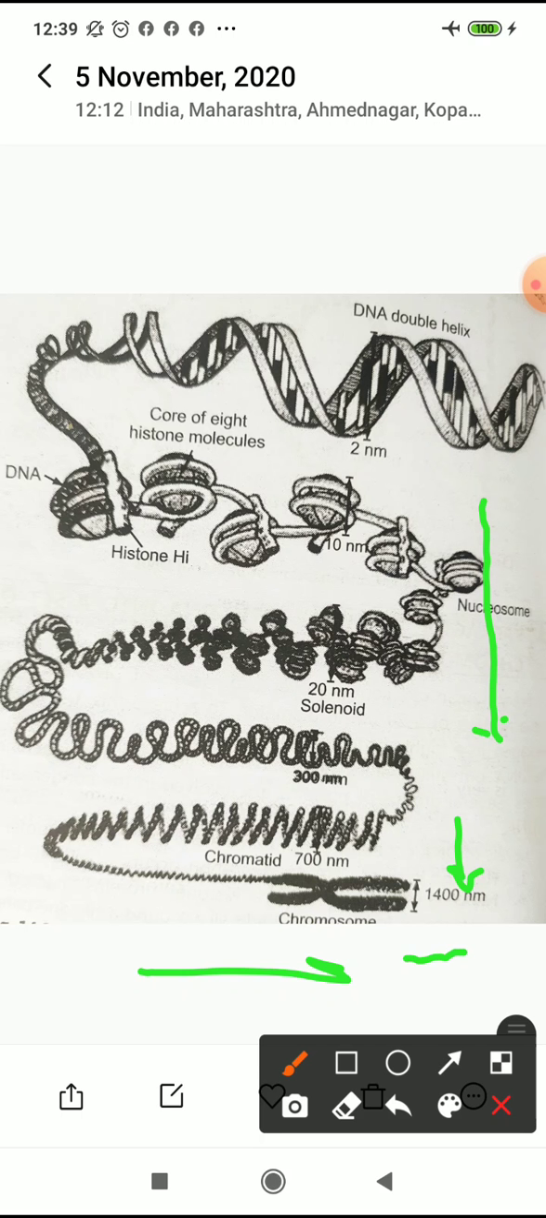Now the final level of chromosome compaction occurs prior to cell division in mitosis. Mitotic chromosomes have a diameter of 700 nanometers. Rosettes are lined up and attached to a central chromosome scaffold of non-histone acidic proteins.